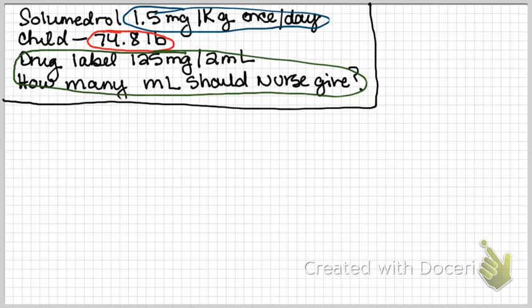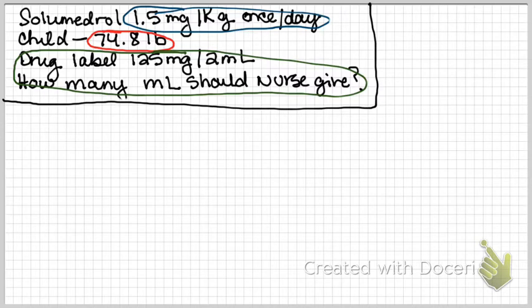And we know that the child weighs 74.8 pounds. The drug label says 125 milligrams per 2 mLs. So how many mLs should the nurse give? So we need to figure out how many mLs. But the first thing we need to do is remember we need to change it to kilograms, because remember we always do calculations in kilograms. And it's also saying that he's ordering 1.5 milligrams per kilogram once a day.